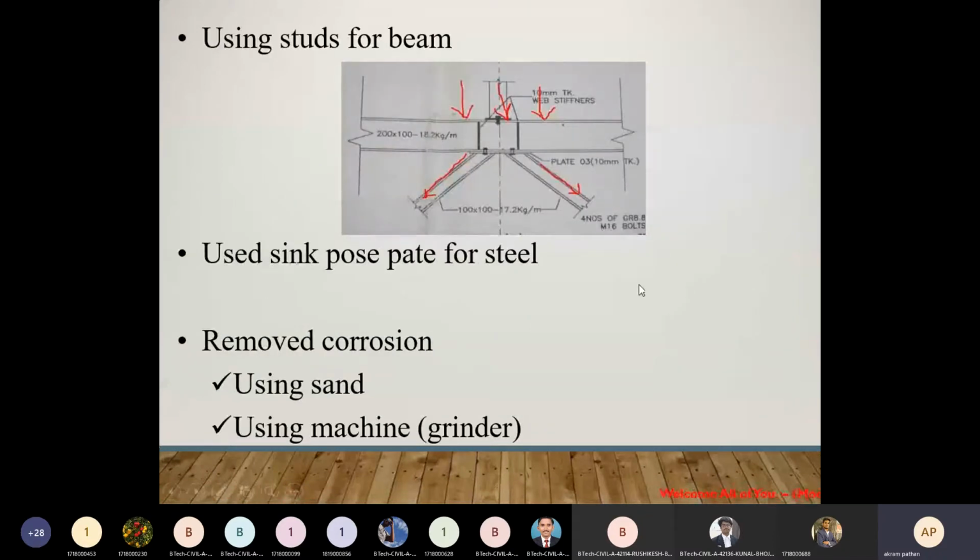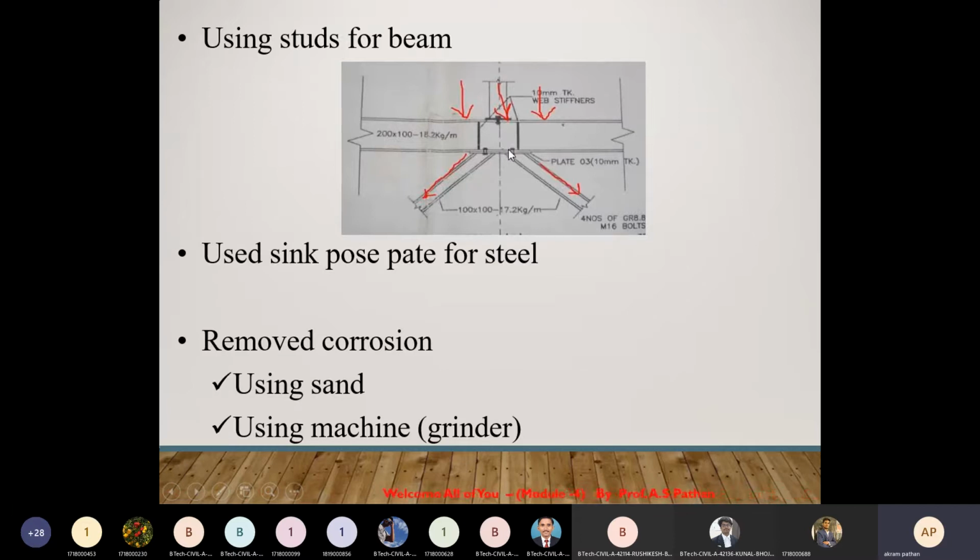Then look at these particular beams, 200 by 100 mm, and 18.2 kg per meter is the weight of this particular beam. Look at this here. We have another, the purlins, 100 mm by 100 mm. The weight of this particular purlin is 17.2 kg per meter, and we also require one gusset plate in between these two joints.